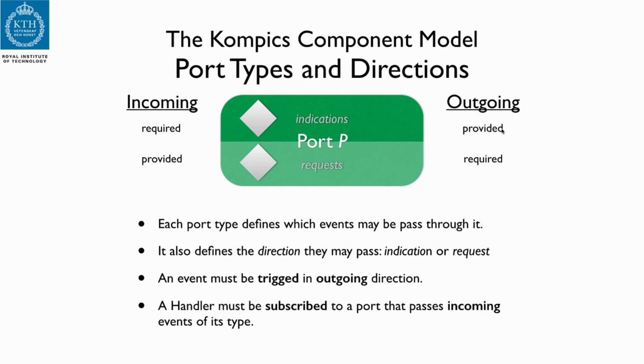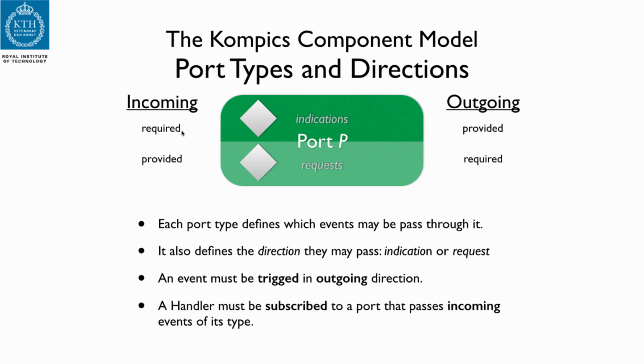And if a component requires a service, then it makes requests to other components. So requests are outgoing, and it gets back indications with the answer to its requests. That is a mental model. It's not necessarily what is true for every component, but it's a way to remember how this works.